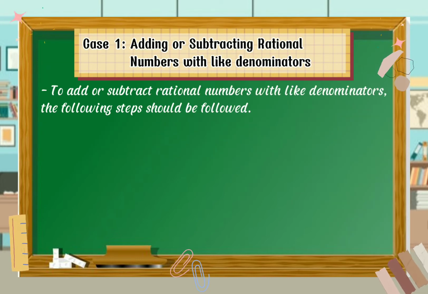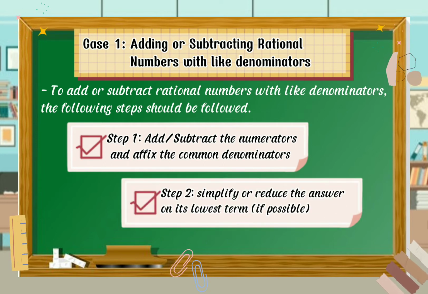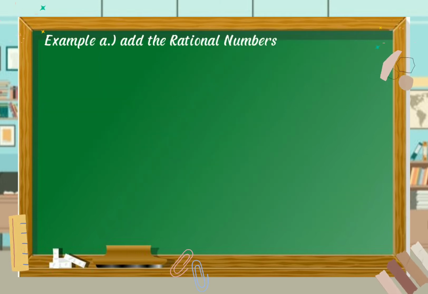To add or subtract rational numbers with like denominators, the following steps should be followed. Step 1. Add or subtract the numerators and affix the common denominator. Step 2. Simplify or reduce the answer to its lowest term if possible. So take a look at these examples. Example A. Add the given rational numbers 7 over 9 plus 3 over 9.